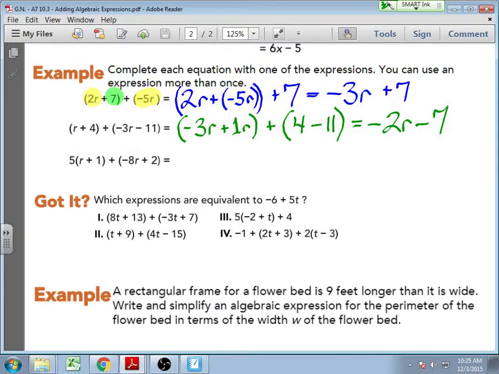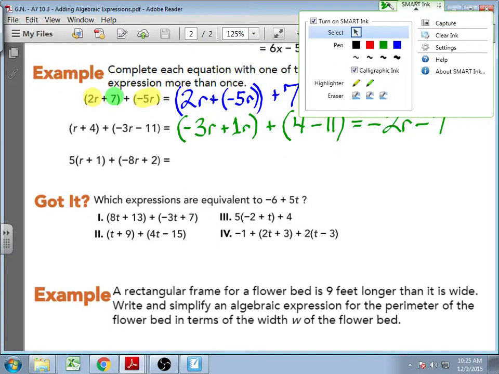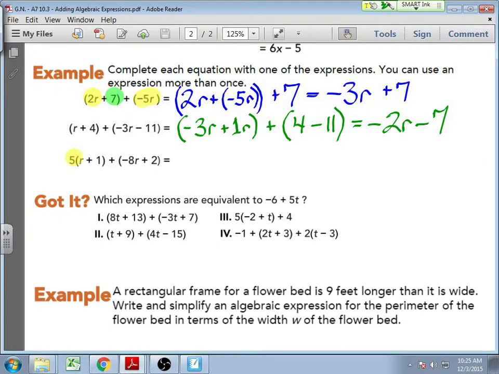What's the first thing you had to do in this expression? I put the things together, so negative 8r and 5r. Oh shoot. What's the first thing you have to do, Rye? Not do what I just did. What's the first thing we should do?